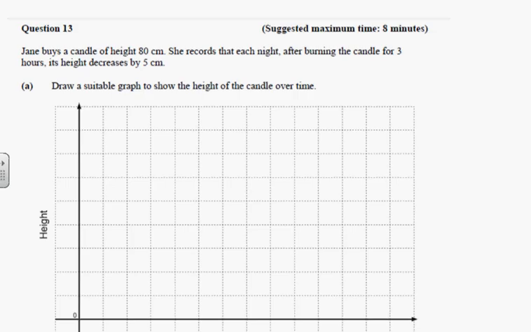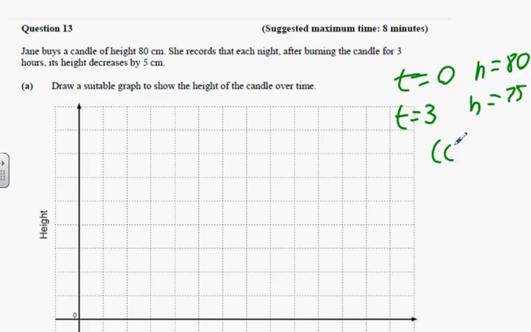13. She has a candle. After burning the candle for 3 hours, the height decreases by 5. Draw a suitable graph to show the height of the candle over time. Can we agree with this? When time equals 0, height equals 80. Does that make sense? And when t equals 3, height equals 75. The point 0, 80 and the point 3, 75. Would you agree with that?